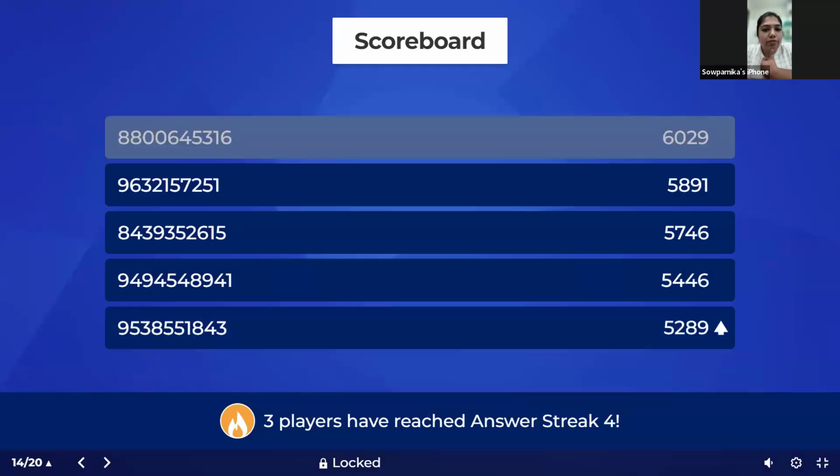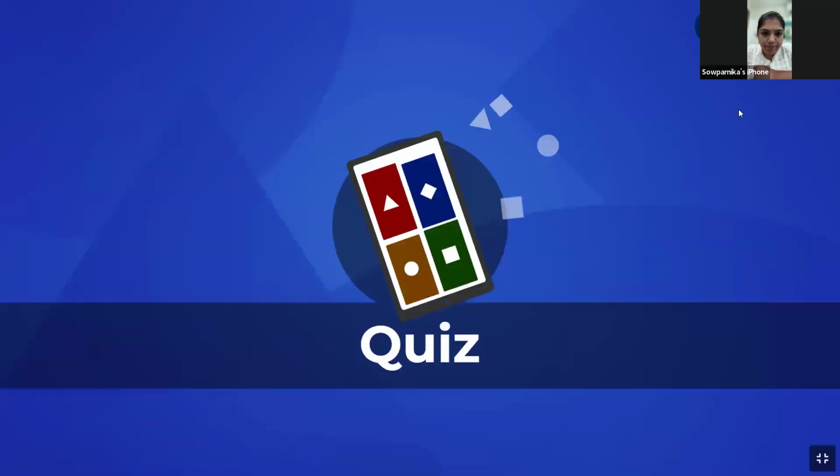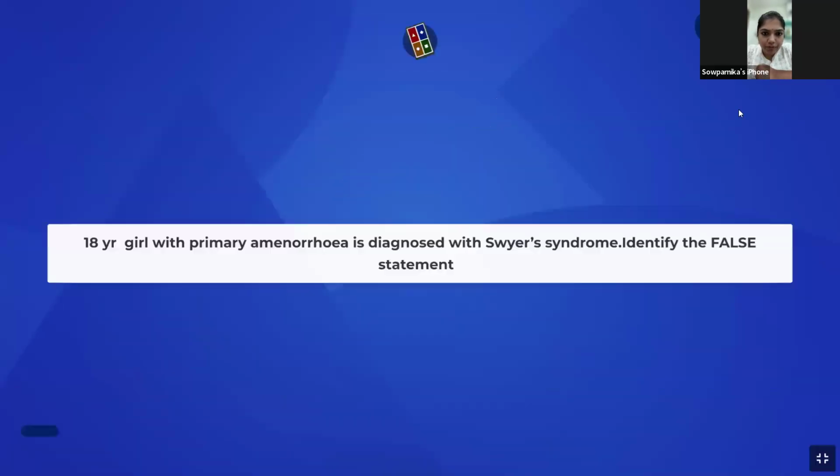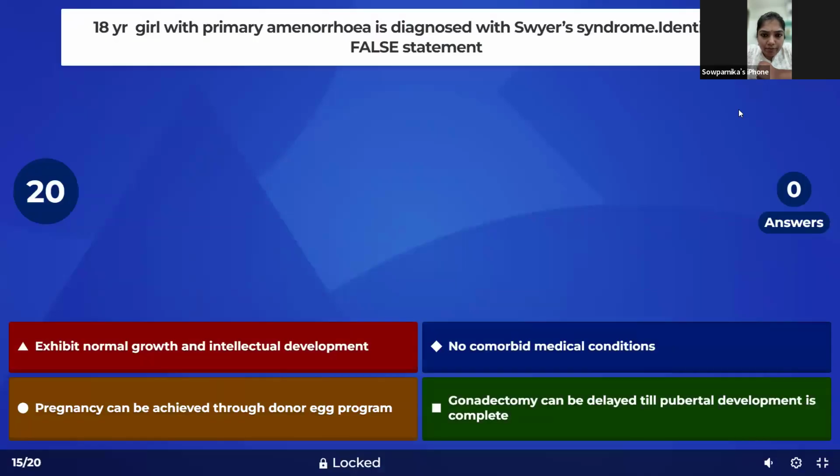Let's go to question number 15. An 18-year-old girl with primary amenorrhea is diagnosed with Swyer syndrome. Identify the false statement. Exhibit normal growth and intellectual ability. No comorbid medical conditions. Pregnancy can be achieved through donor egg program. Gonadectomy can be delayed till puberty. Pubertal development is complete.